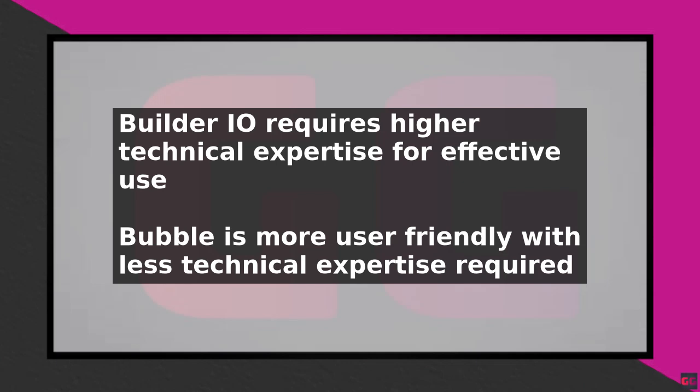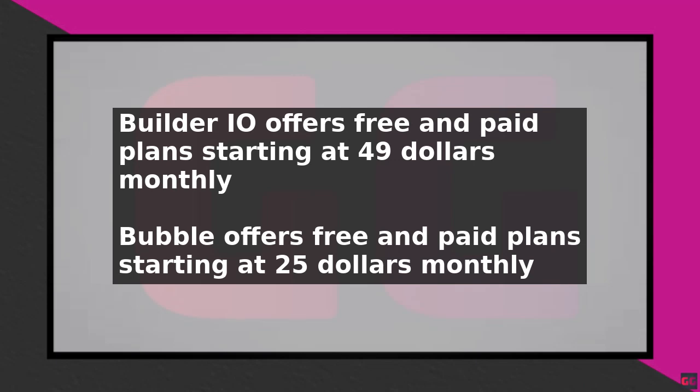In terms of pricing, both Builder.io and Bubble offer a range of pricing plans to suit different needs and budgets. Builder.io offers a free plan, as well as several paid plans that start at around $49 per month. Bubble also offers a free plan, as well as several paid plans that start at around $25 per month.